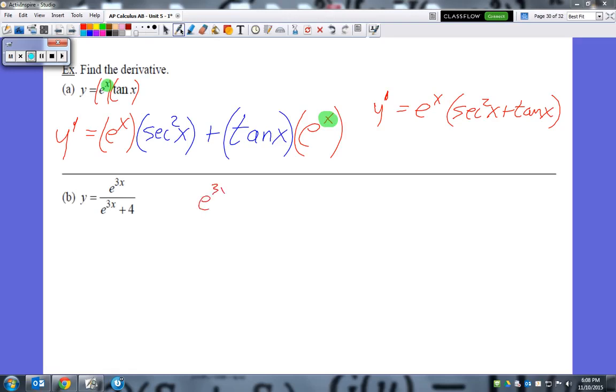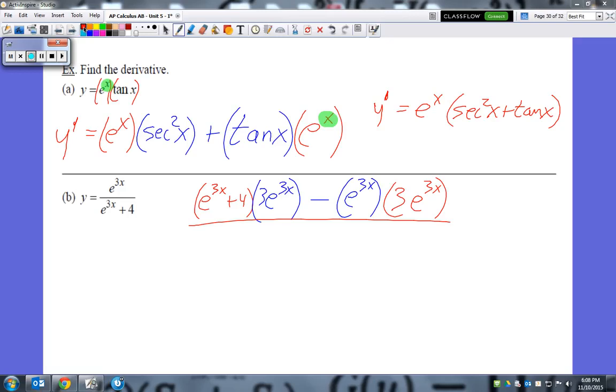So it's low d high, and d high is the carbon copy times the derivative of the power. So I'm going to go ahead and write that in front. So I'll say 3e to the 3x. Okay, so it's low d high minus high d low. Okay, d low, the 4 becomes 0. And again, carbon copy times the derivative of the power becomes another form of 3e to the 3x. All over low squared. So that would be this plus 4 quantity squared.